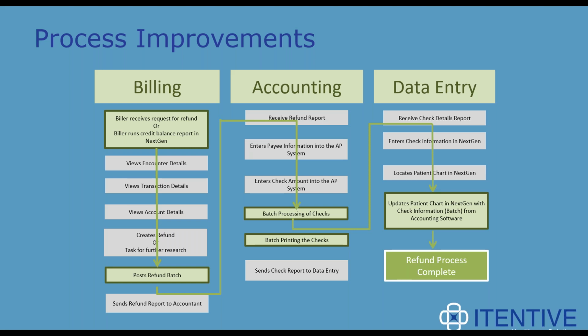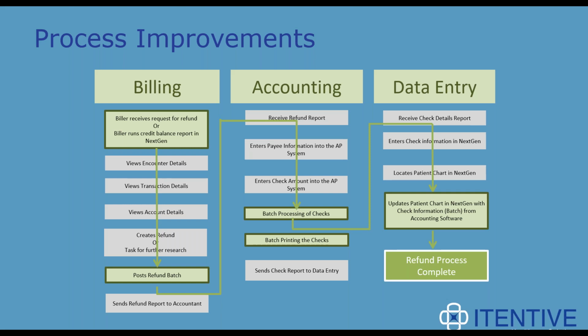In either case, whether it's reactive or proactive, we're going to look at the encounter details, the transaction details, and the account details, and then decide what to do with that credit. We're going to either issue a refund, or apply that credit to an encounter that has no balance on it. And we'll do that for each one of the credits.